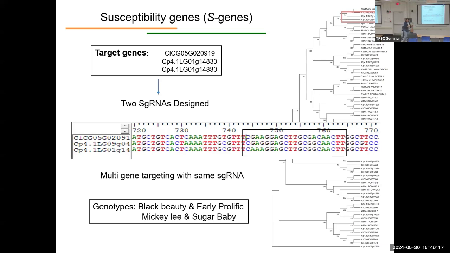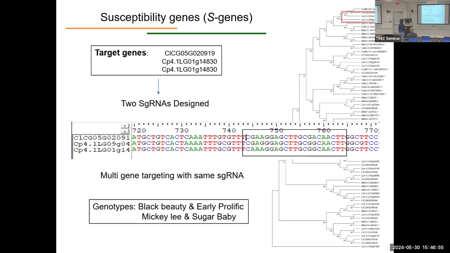Another approach, which is a little time saving, is to just look at the sequence of all the 3 genes. Multiple alignment has been done, and I looked for the conserved sequences. So I designed only a single sgRNA, which can target all the 3 genes together. And a single construct has been prepared. With a single construct, 2 sgRNA, 3 genes have been targeted in 2 different watermelon species.